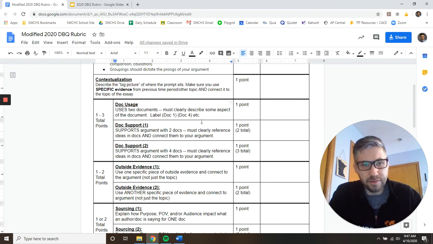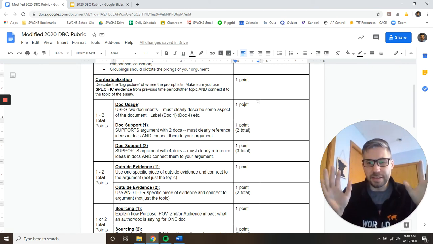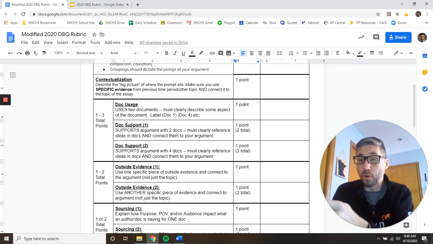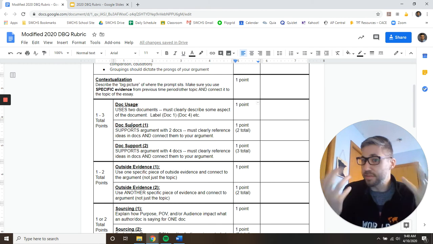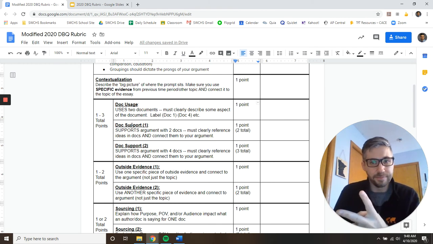Using the documents. All right, if you can use 2 documents, then you get a point. Beautiful. Use 2 documents to support your argument. You're not just describing it. It's like I'm taking something from this document, describing it, and pointing to how it supports my thesis argument, right? And you guys are already doing this. Please, this is nothing new. You're already doing this. If you can just use 2 of the documents there, that's great.